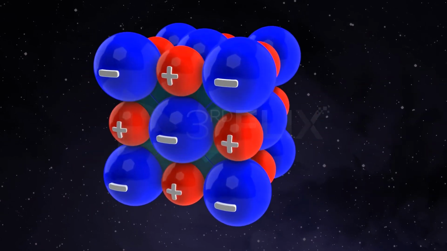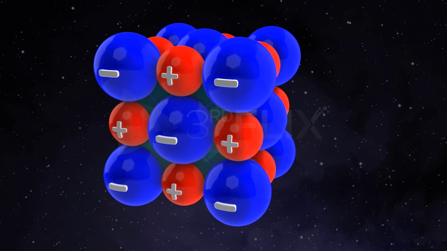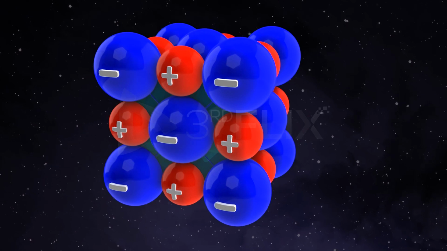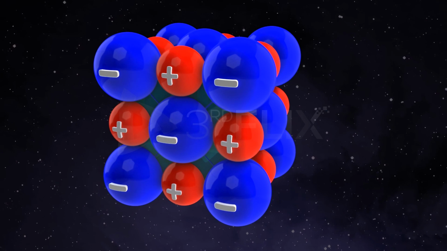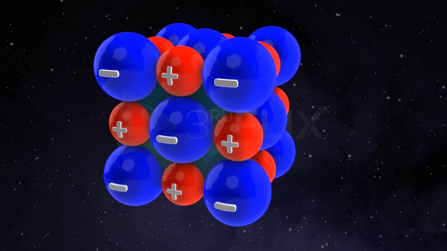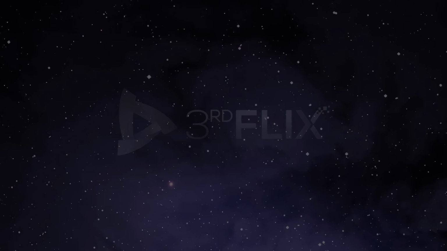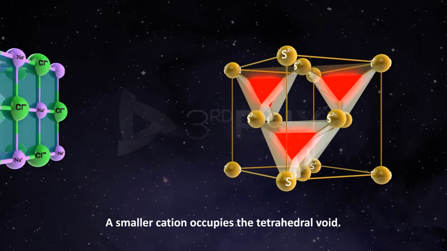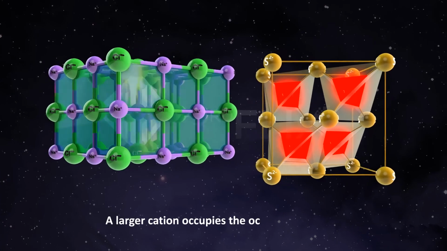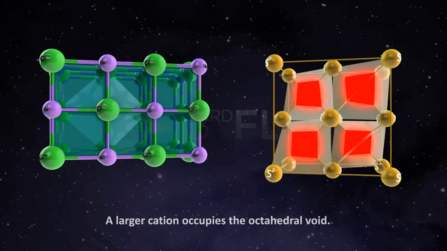Usually, in a close packing, as anions are larger in size, they form the basic crystal lattice, while cations, being smaller in size, occupy the voids. A smaller cation occupies the tetrahedral void, while a larger cation occupies the octahedral void.